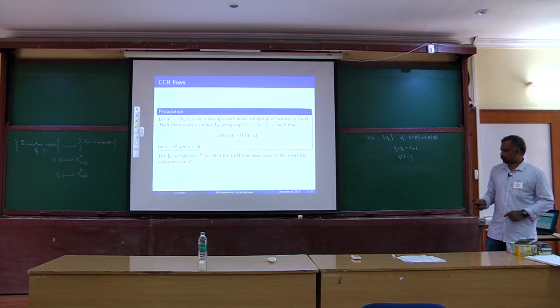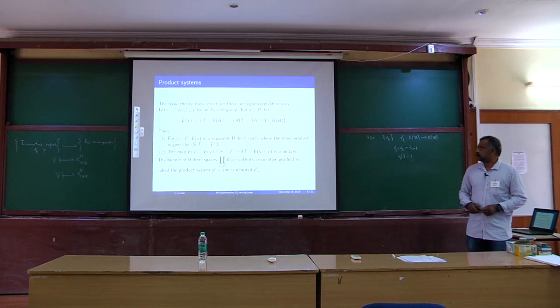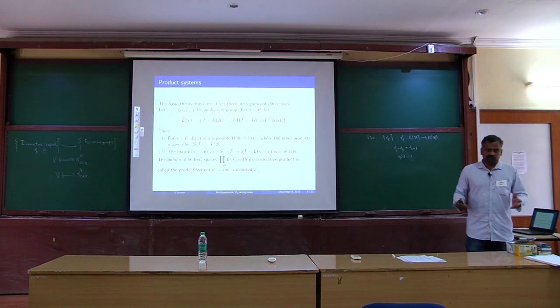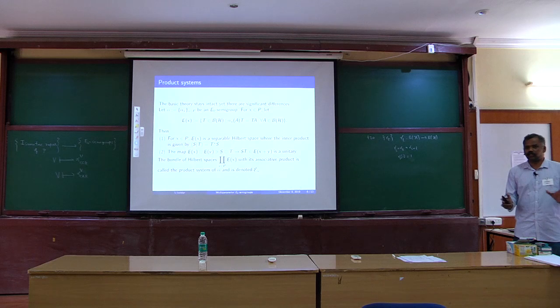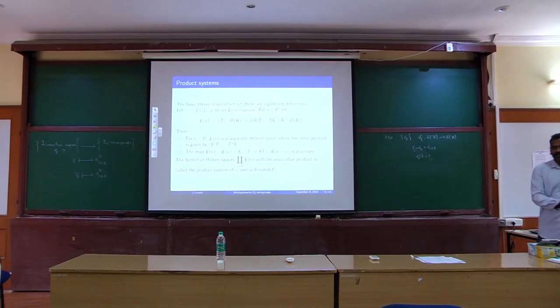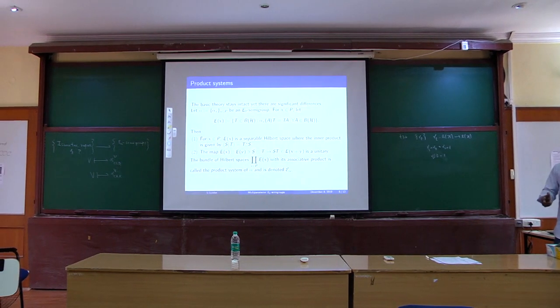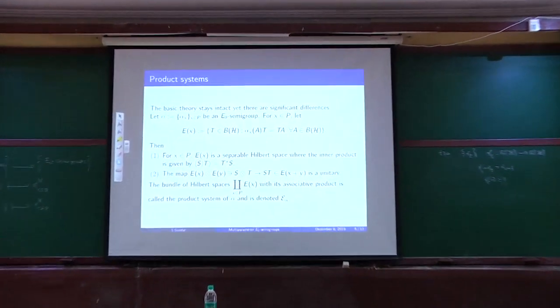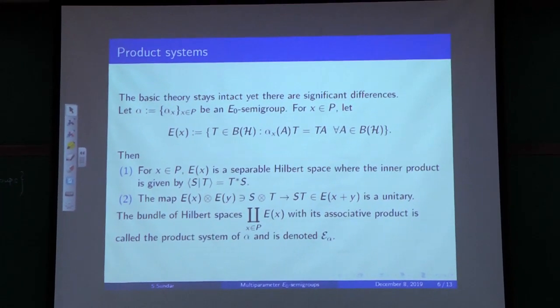But before that, I need to give an invariant. This is the notion of product systems due to Arveson. The basic theory stays intact. That is, Arveson's theory of E0 semigroups and product systems, whether you are in the one-dimensional case or in the multi-dimensional case, stays intact. And that is a nice thing about it. Yet there are differences, so I think it's a nice thing to investigate in this direction. So what is a product system?